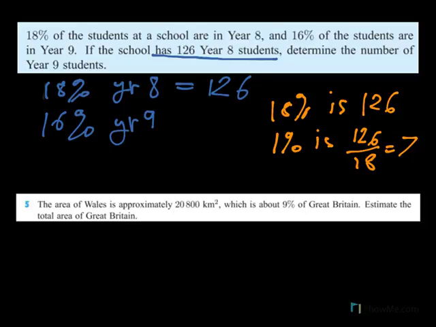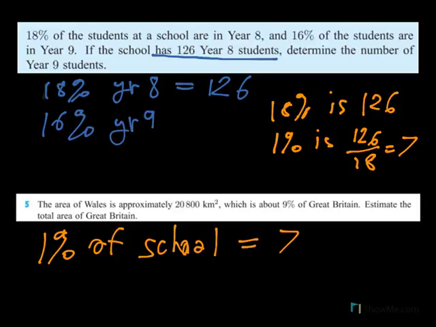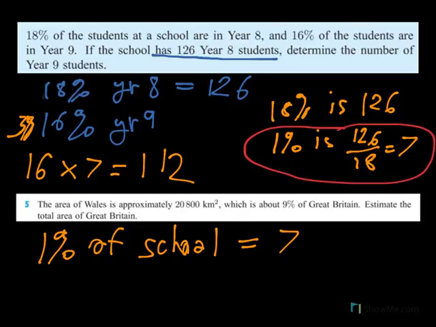All right? So we know 1% of the school is 7. So what is 16%? That would be 16 times 7, which equals 112. So our answer for the year 9 students is 112. We know that year 9 has 112 students. Again, we simply find how much is 1% of the school. So please remember to take notes as you're watching this and make sure that you have understood what is in this video.